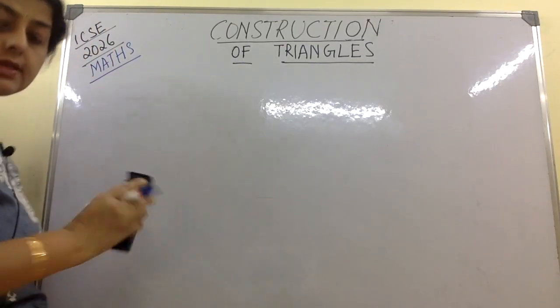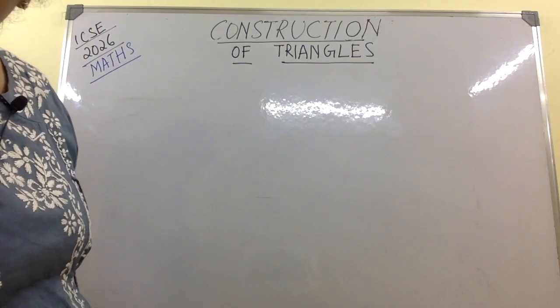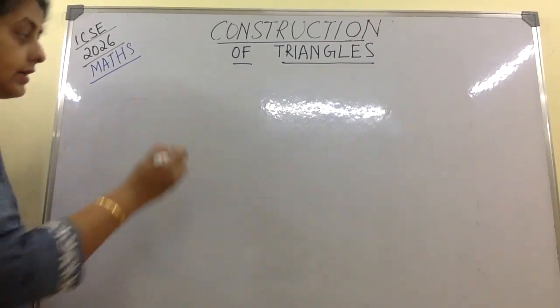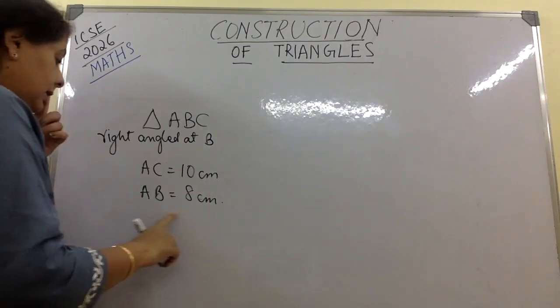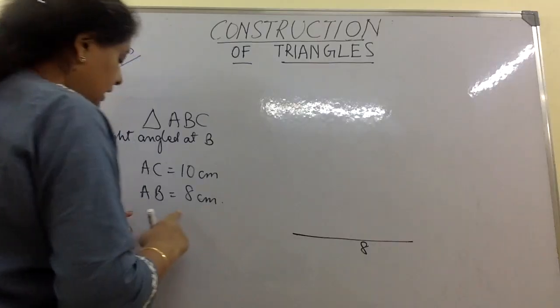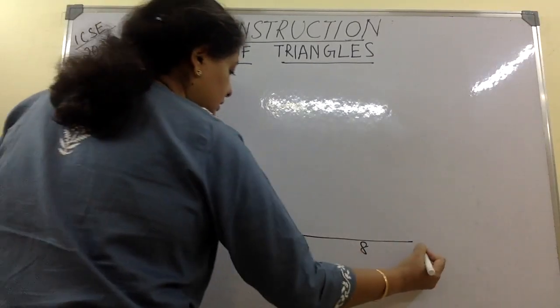Two angles and one side, all three sides, all done. Now we'll make a right angle triangle. I'll draw AB. AB is 8. Here is A, here is B.